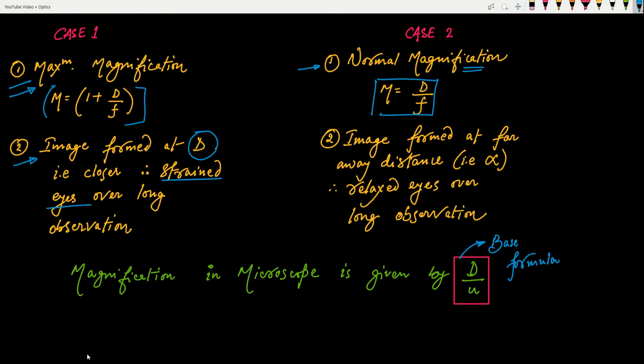Okay, as I've written it down here, the image formed at D, that is closer, therefore strained eyes over long observation. If you keep on looking into that image for a longer period of time, you will have strained eyes, or you'll have pain in your eyes.